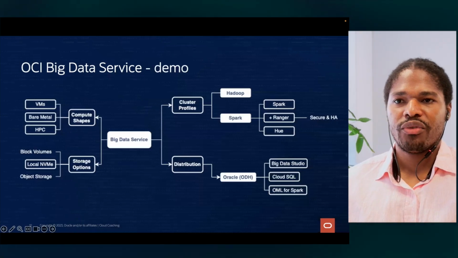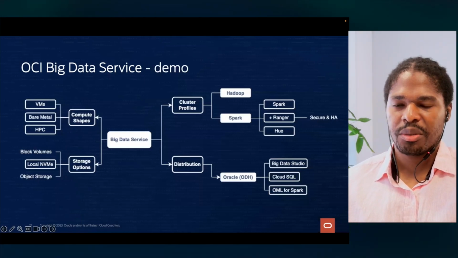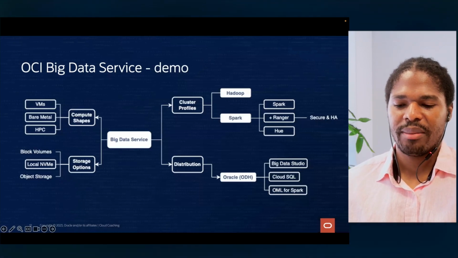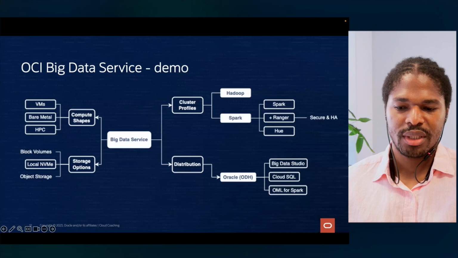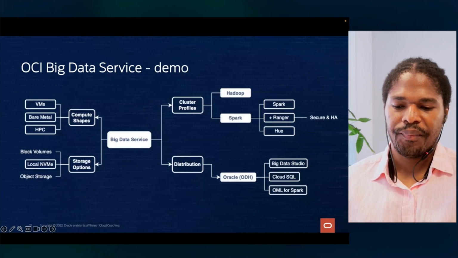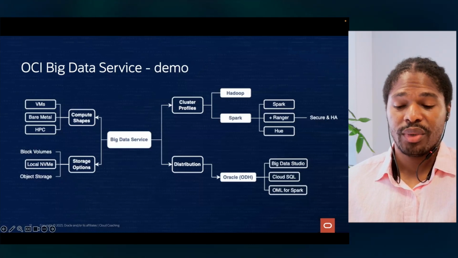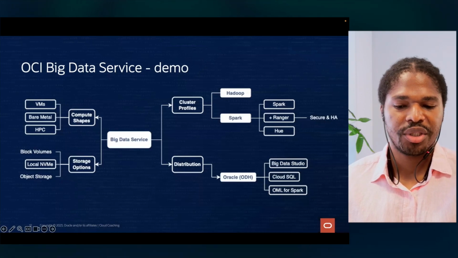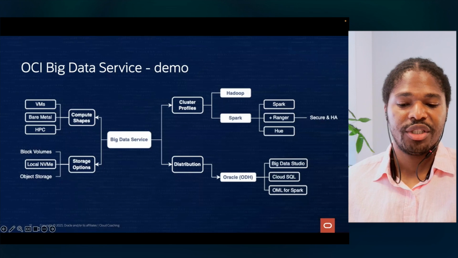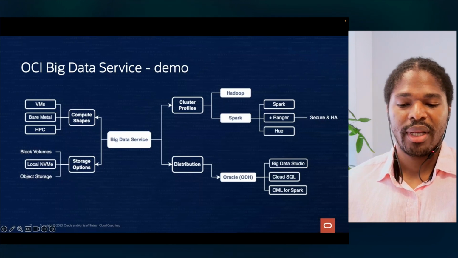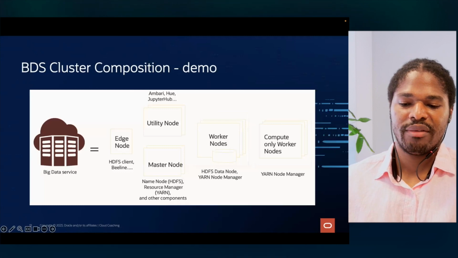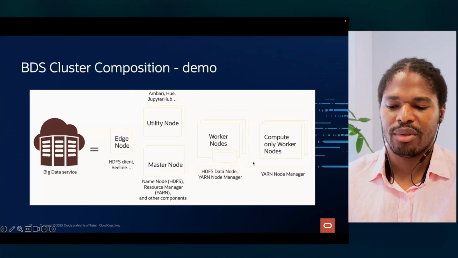So I'm going to move on to the console and actually explore this big data service. But before, these are the few elements we are going to double check in this console. At the core of it, we have the big data service. We are going to explore the compute shapes, the storage options, also check the various versions of the distribution that are available, and also the cluster profiles before moving on to the various nodes that are available.